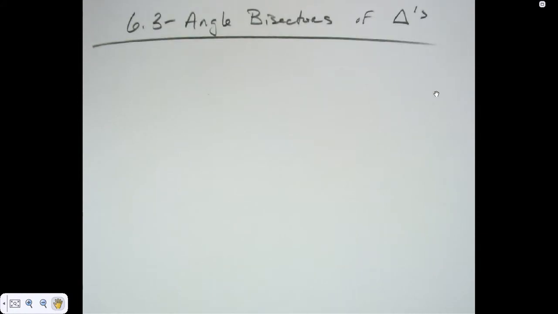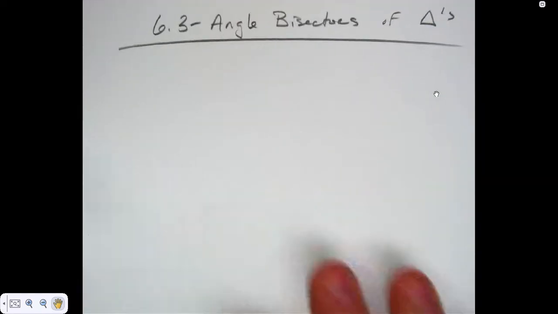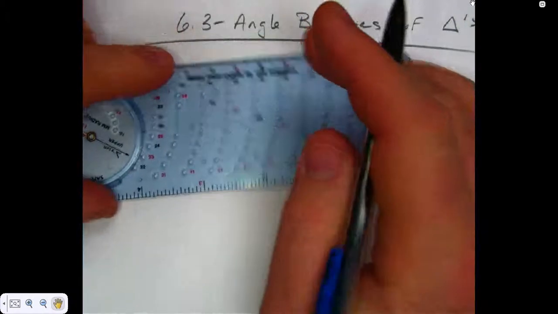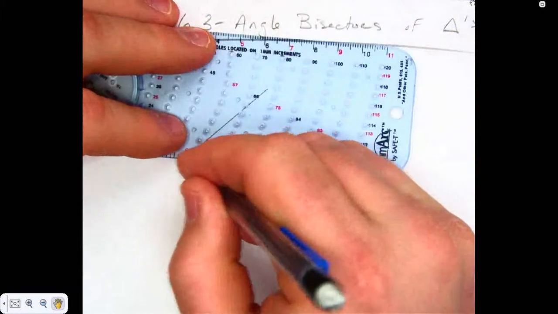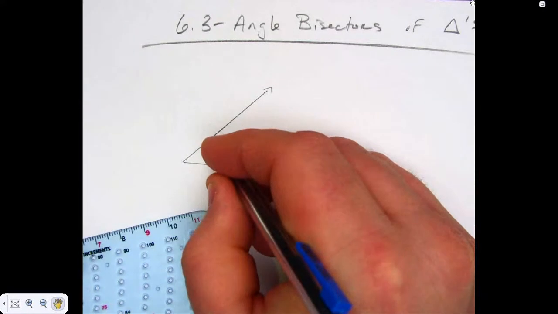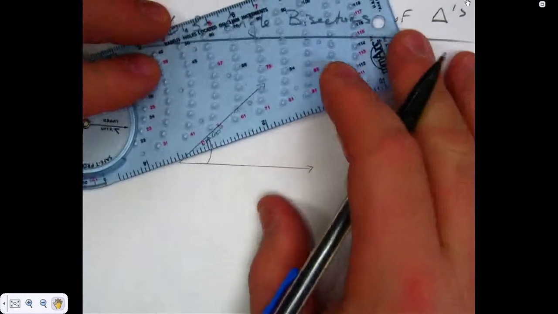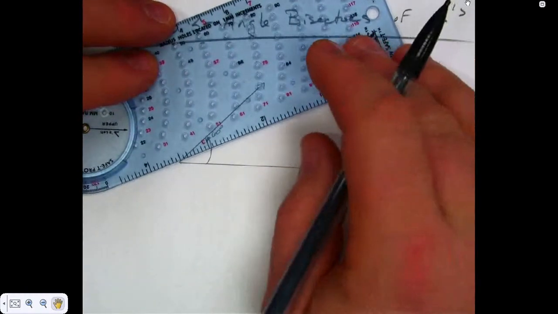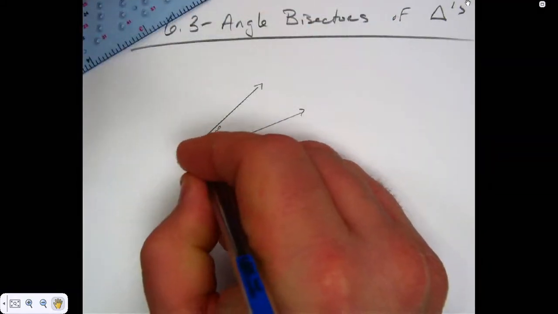What do you guys suppose an angle bisector is? Cuts an angle in half. So if I draw an angle here, and let's say the measure of this entire angle is 60 degrees. What is an angle bisector going to do? Cut it in half. It's going to be a ray or segment that cuts this in half. So it would make this one what? 30 degrees, and this one what?